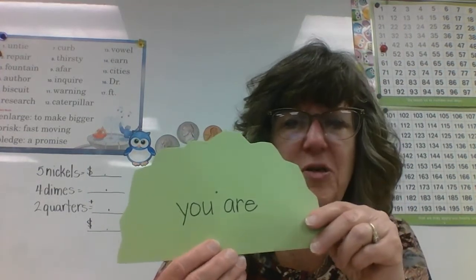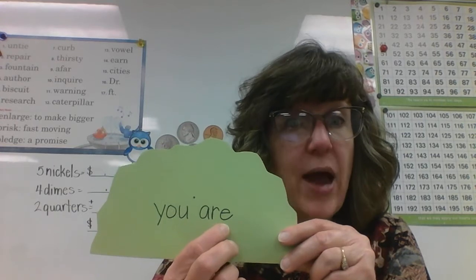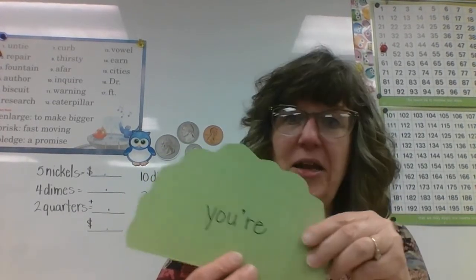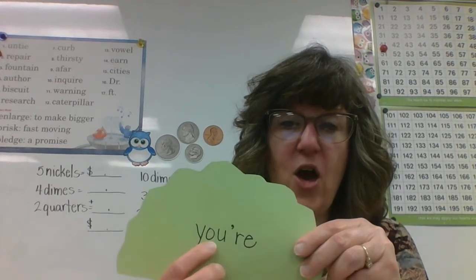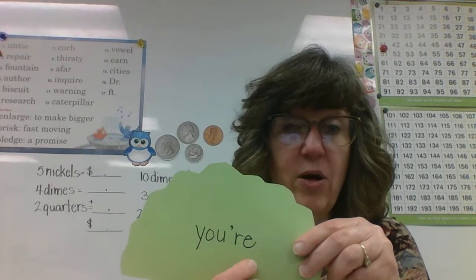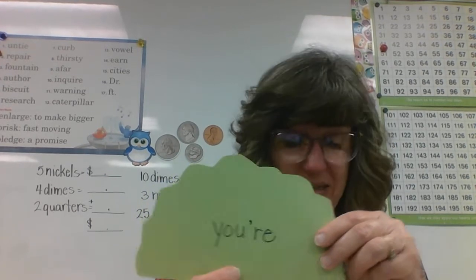Okay, Adeline, this one's yours. You are. What would be my contraction for you are? That's right. Adeline's got it. You're. Y-O-U apostrophe R-E. You're in my class. You are in my class. Nice job.